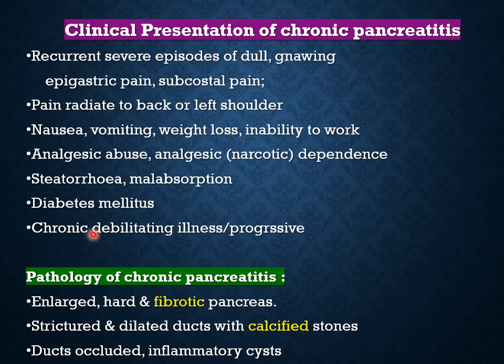The clinical presentation of chronic pancreatitis is recurrent severe episodes of dull gnawing epigastric pain, and also subcostal pain, epigastric and subcostal pain, more to the left side. Occasionally the pain radiates to the back or to the left shoulder. Usually these attacks are associated with nausea, vomiting, weight loss, and the patient becomes chronically unable to work.